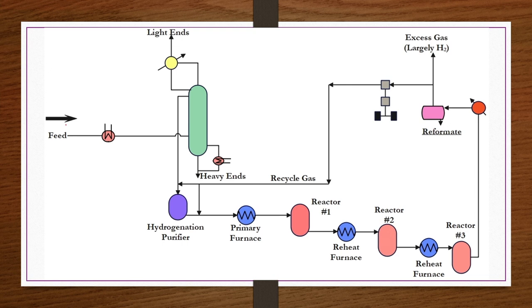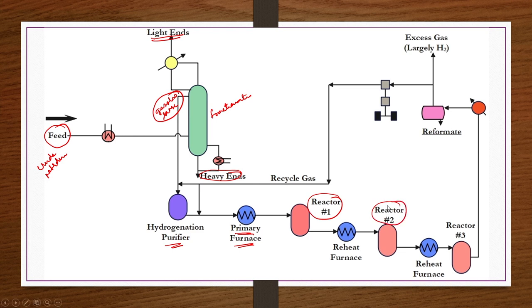So what you do, you take the feed. What is this feed? This feed is not the naphtha. Actually, whatever the crude petroleum that you have, you do the fractionation. So you separate out the light ends and then heavy ends, right? Whatever the gasoline range components are there, that is naphtha, that you take and then pass through the hydrogenation purifier. Then pass through a primary furnace, then reactor 1, reactor 2, reactor 3 subsequently with the reheat furnace.